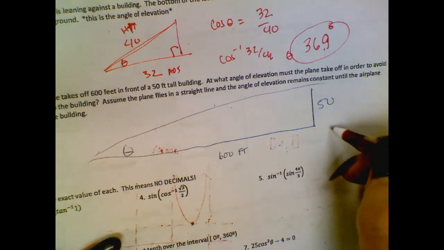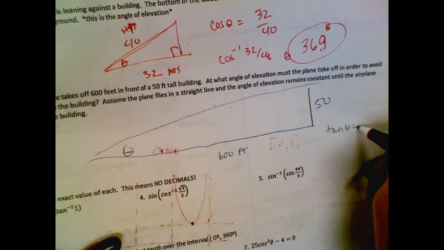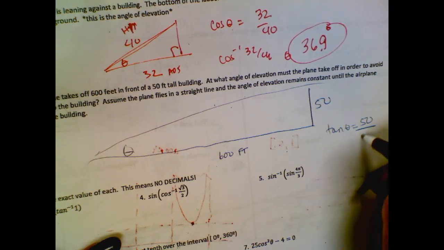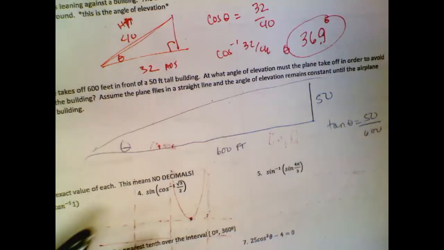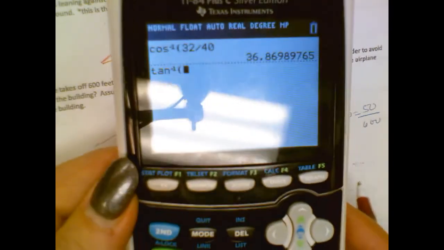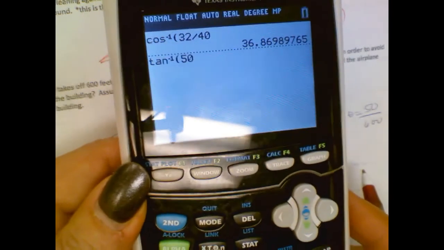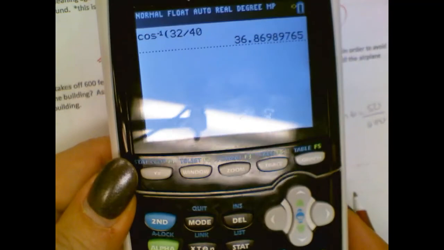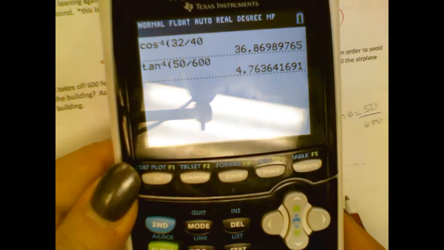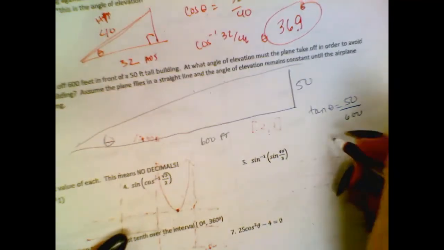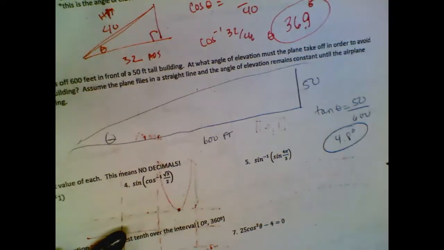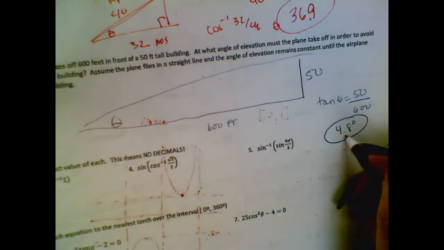So we would want tangent. Tangent of theta is opposite 50 over adjacent 600. So this is going to be arctan of 50 divided by 600, 4.76 degrees. So about 4.8 degrees. That should be the angle of elevation he takes off from.